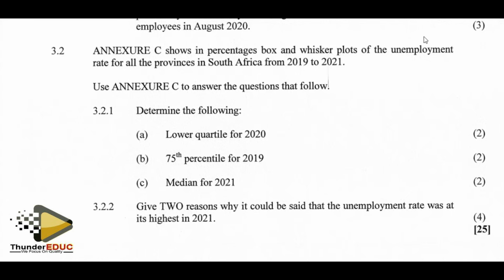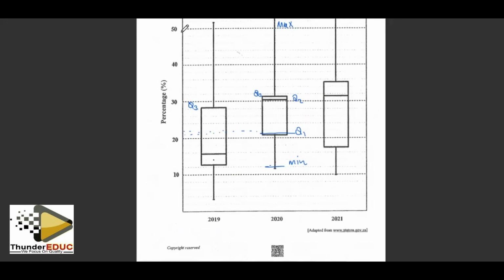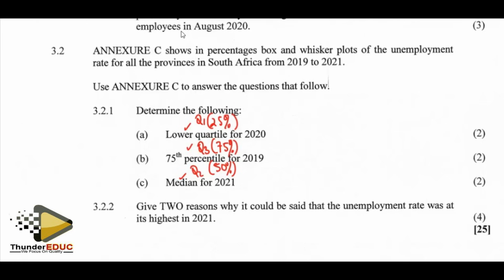So we have the lower quartile, which will always be Q1, 25% of the data. We have the 75th percentile, which is the upper quartile, Q3, 75% of the data. We have the median, which is Q2, which is 50% of the data. So for lower quartile of 2022, we shall come here, this is 2022, lower quartile will be this one here, Q1, and we see it's after 20, and we are saying it's 21.